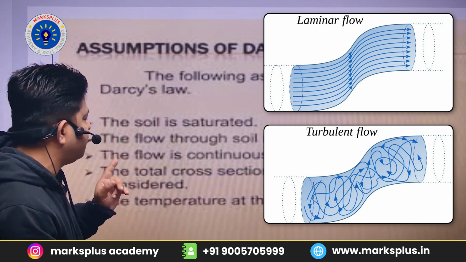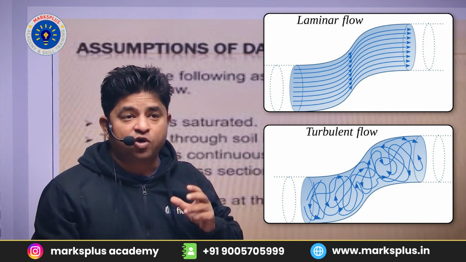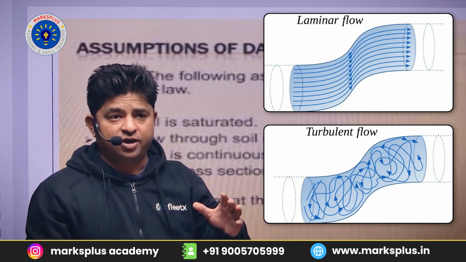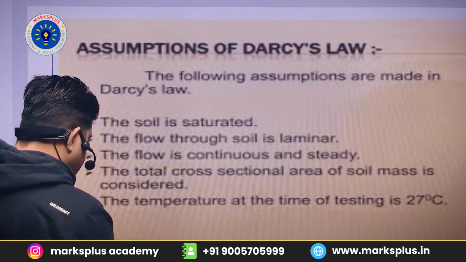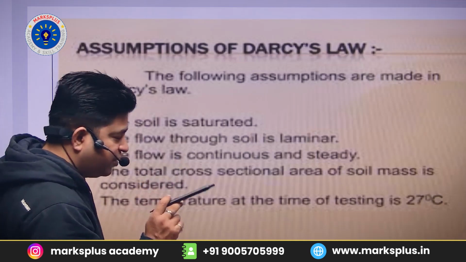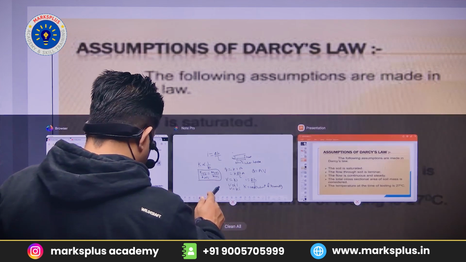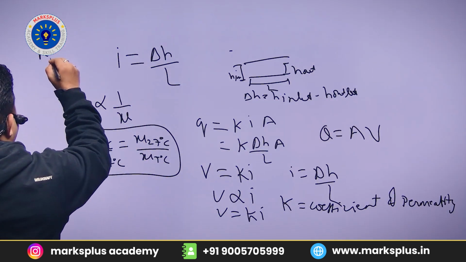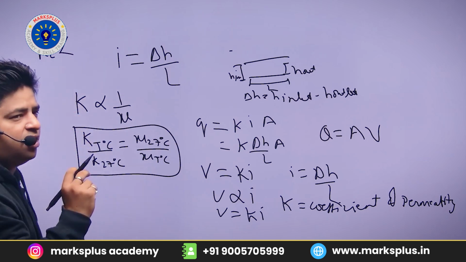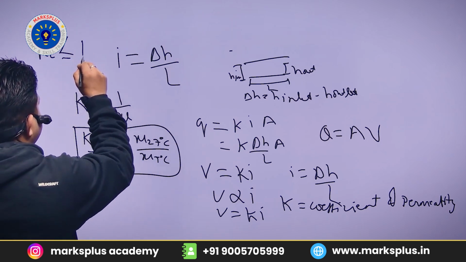So the assumption taken is that when the fluid flows through the soil, it should flow in a laminar way, the streamline flow. That means there is an important relationship, the Reynolds number. Reynolds number should always be taken less than or equal to 1.